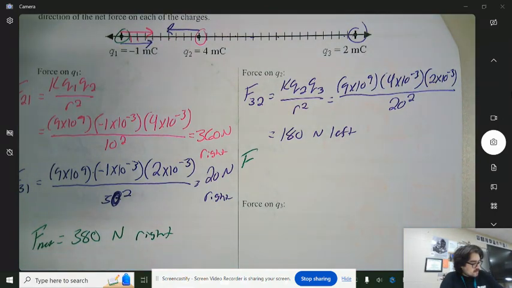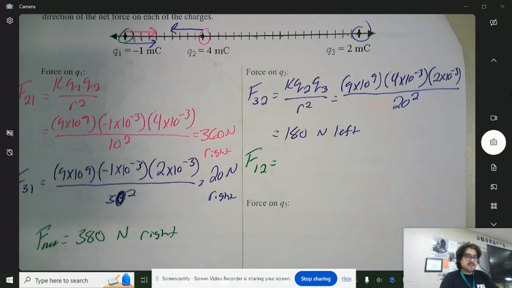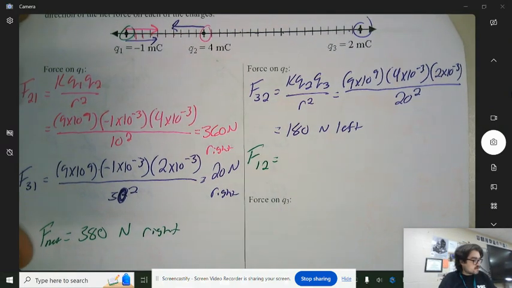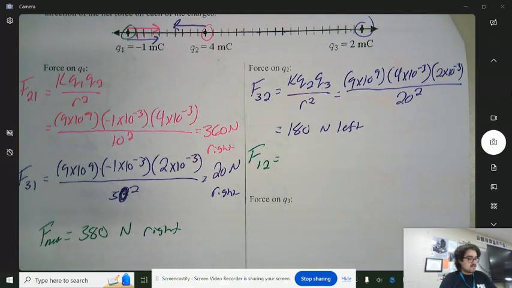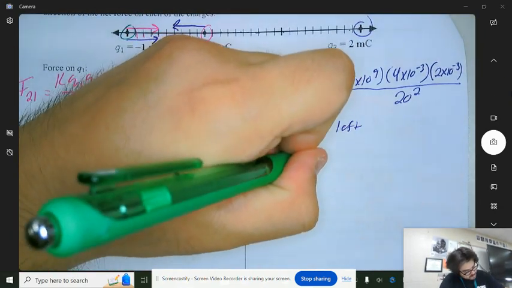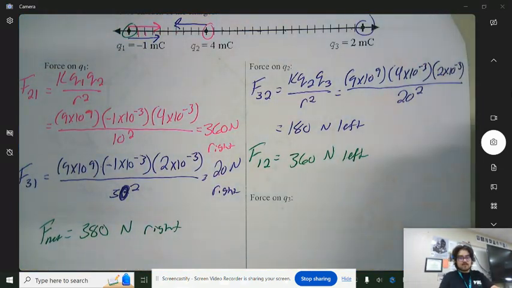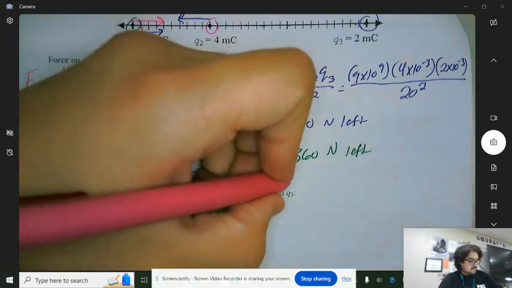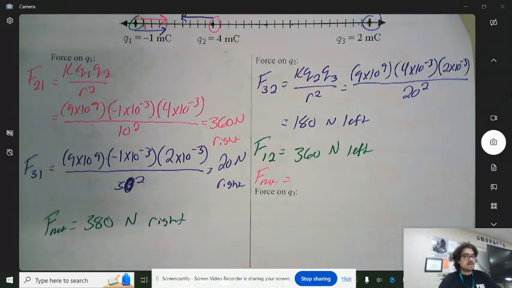The force that 1 applies on 2 should be equal and opposite to the force that 2 applied on 1. Because again, they both are experiencing the same force. So the force that 2 applied on 1 was 360 to the right. So the force that 1 applies on 2 should be 360, but to the left. Okay, you with me so far? I don't know why I'm saying that like you're right here, right? Okay.